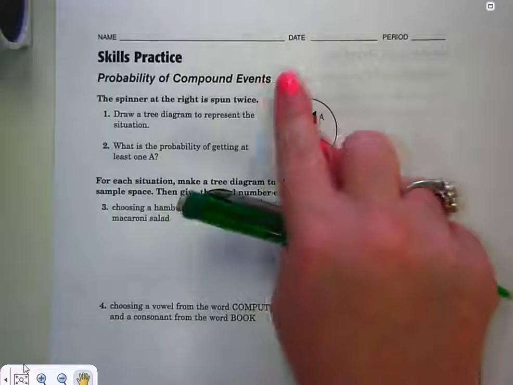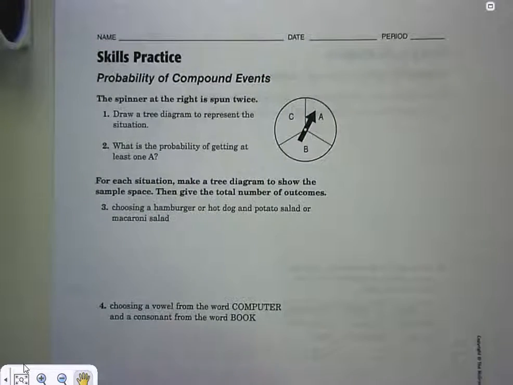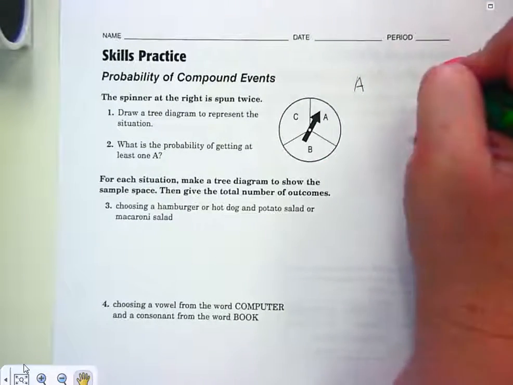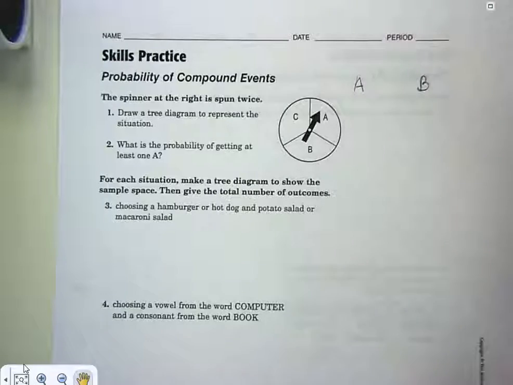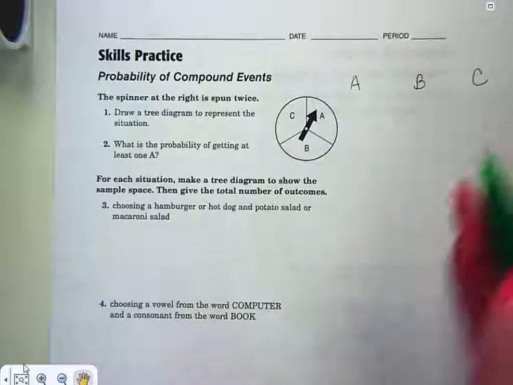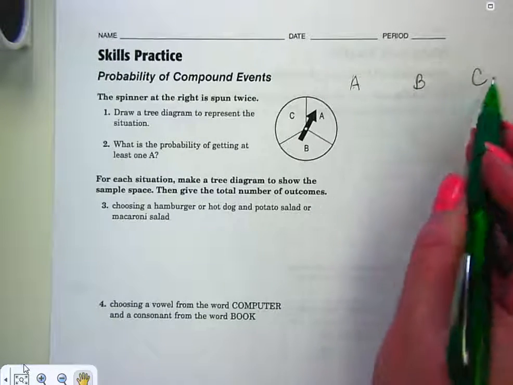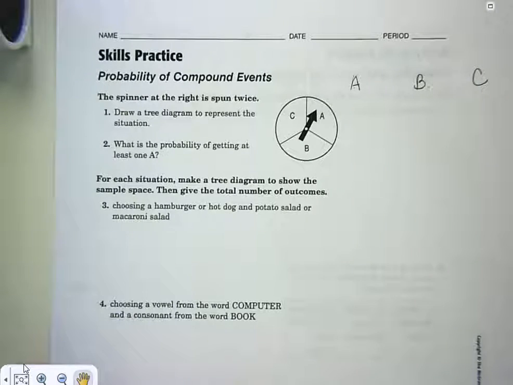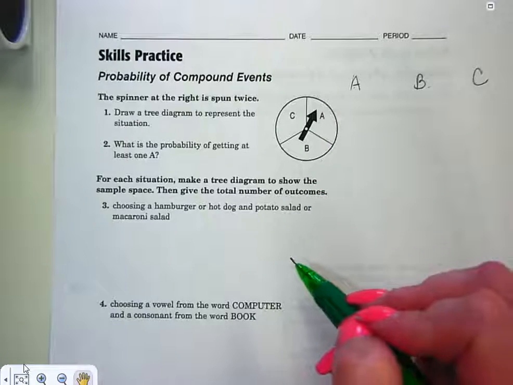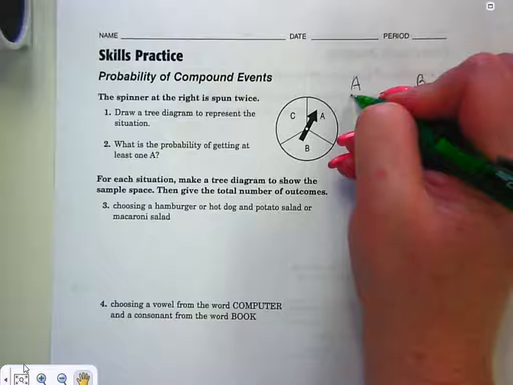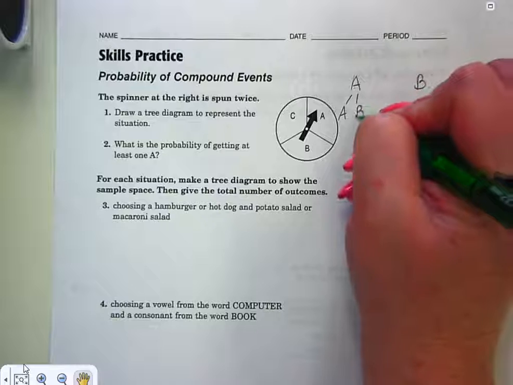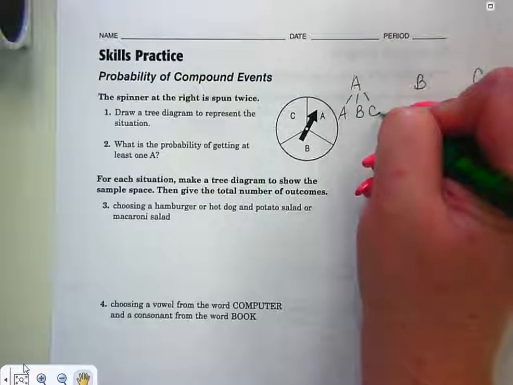So the first time I spin that spinner, what could happen? It could land on an A, it could land on a B, or it could land on a C. There are 3 outcomes the first time. It could land on an A, B, or a C. So if the first time I land on an A, what could happen with the next spin? With the next spin, it could either land on an A, it could land on a B, or it could land on a C.